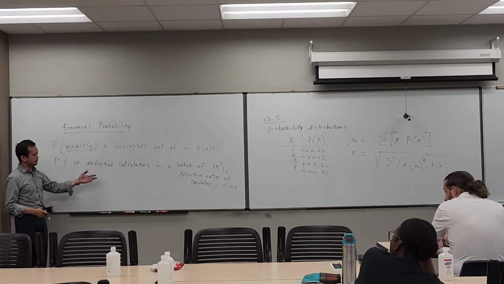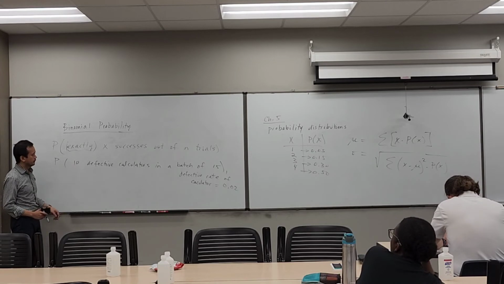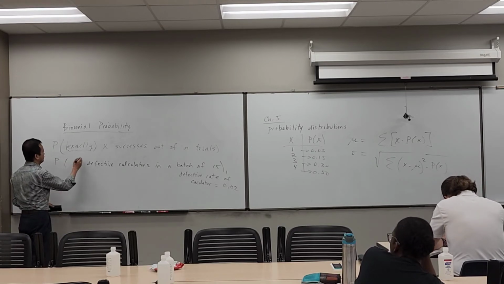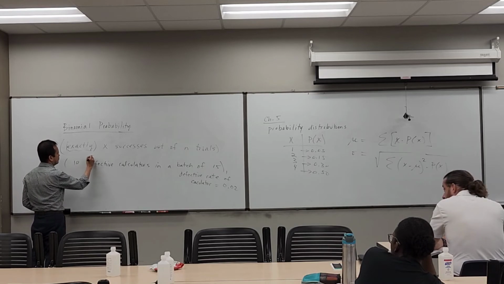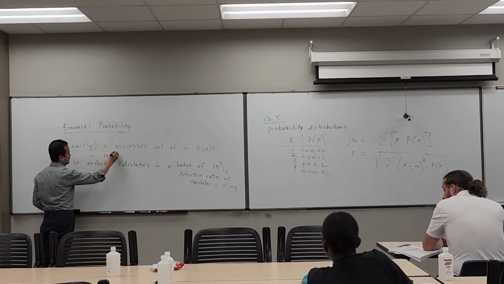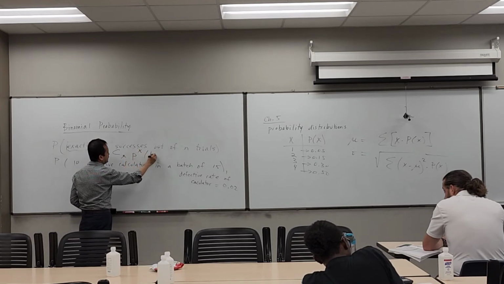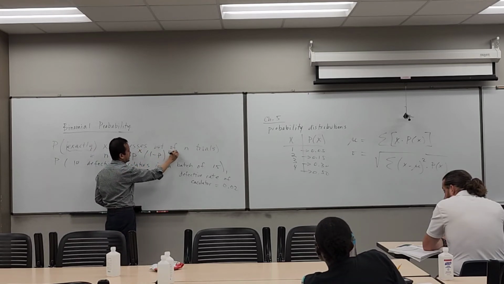So as practice, let's go ahead and answer this question together. Remember, for a binomial probability you use the formula n choose x times p to the x times 1 minus p to the n minus x.